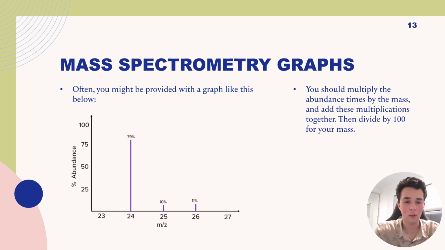Now, all you have to do if you want to calculate the average mass is multiply 24 times 79, and then add that to 10% times 25 plus 11% times 26. So you add those three multiplication values together, and then you divide by 100, and that should give you your value. The reason you divide by 100 is because of the percent here. You're trying to get rid of that percentage, so you divide by 100 in order to do so.